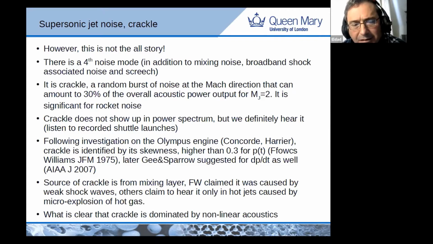And there was a seminal paper in 1975 by Ffowcs Williams, where he defined it by looking at the skewness. He said that the skewness of P in time, if it's higher than 0.3, then you could say it's crackle. And he meant crackle in the far field. Later, Gee and Sparrow also suggested to look at dP, the time derivative, as well, again with the 0.3.